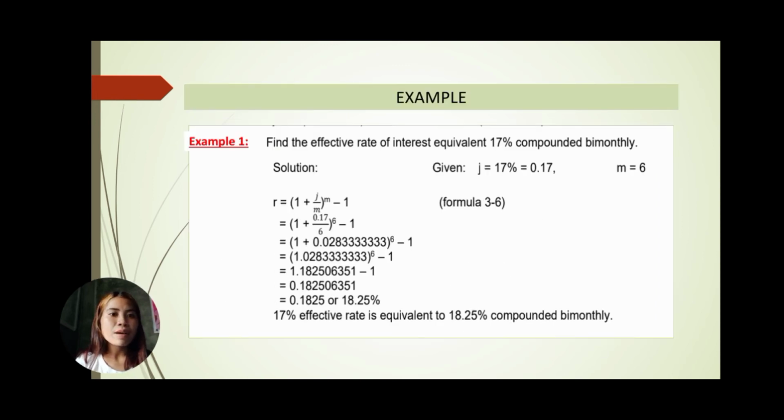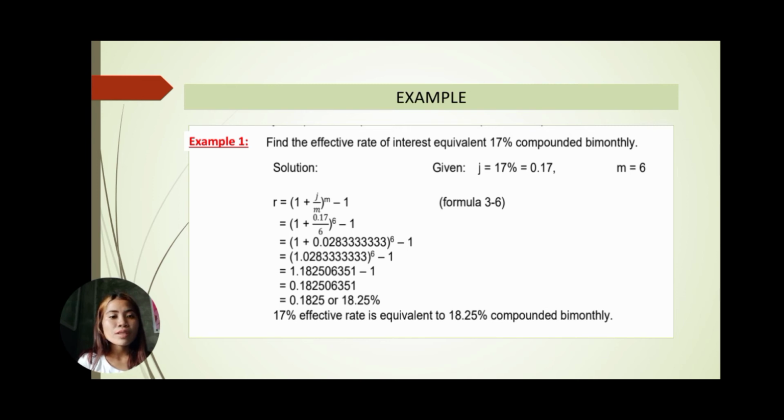So here is an example. Find the effective rate of interest equivalent to 17% compounded bi-monthly. Based on the given problem, we have the nominal interest rate of 17%, or 0.17 in decimal, and the number of conversions per year is 6 since it is compounded bi-monthly.